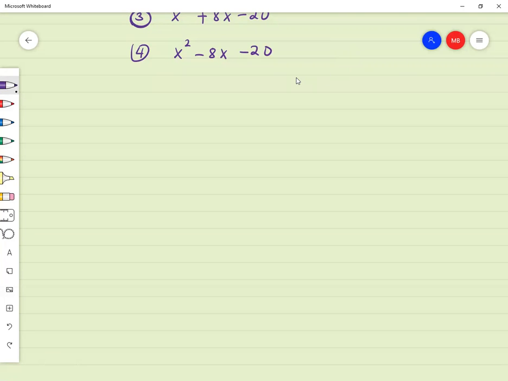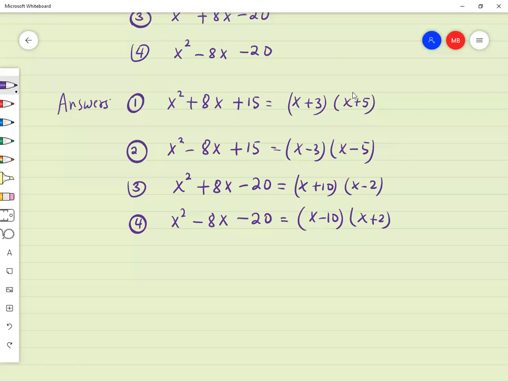If you have already done it, here are the solutions. You can compare your work with the solutions I have here. So here are the solutions for the trinomials I gave you for practice. If there is any mistake, please let me know about it and put a comment below.